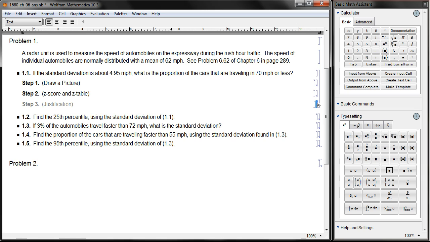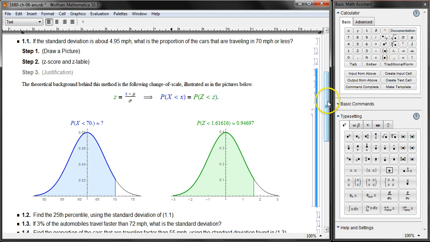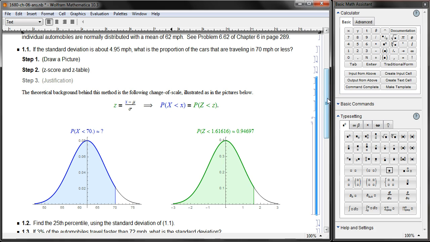Now, justification. Why did we look up the z-table? Why did we calculate the z-score? Well, here is a justification. We have 2 normal pictures, identical as a matter of fact, except for the scaling. Here, centered at 62 and 70 or less. And this is the picture we saw before.